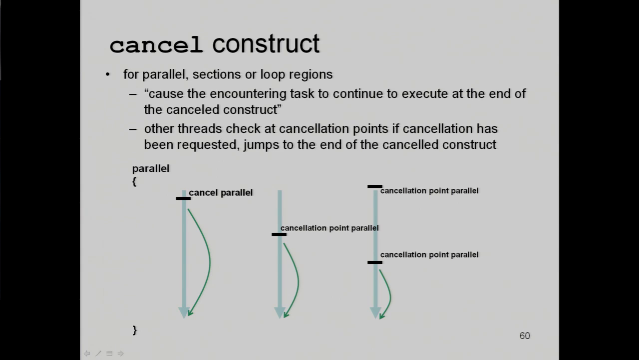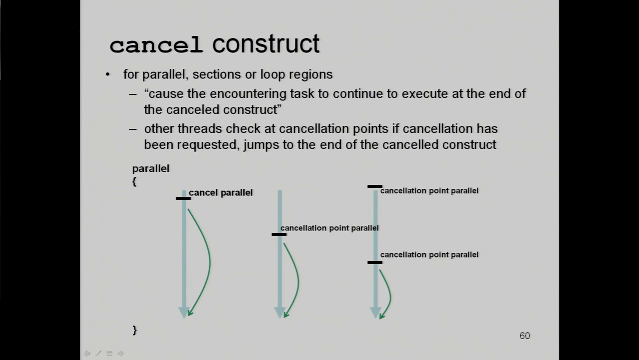This is not a very good picture, but hopefully it illustrates the point. We have a parallel region here, and assume that we have three threads. One of the threads has the cancel parallel here. What happens is that this thread will skip all the computation here, cancel, and jump to the end of the region.